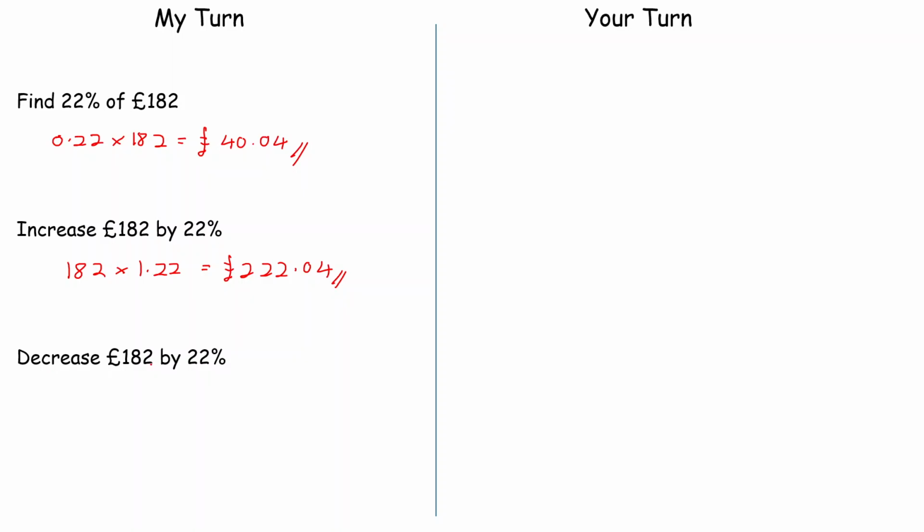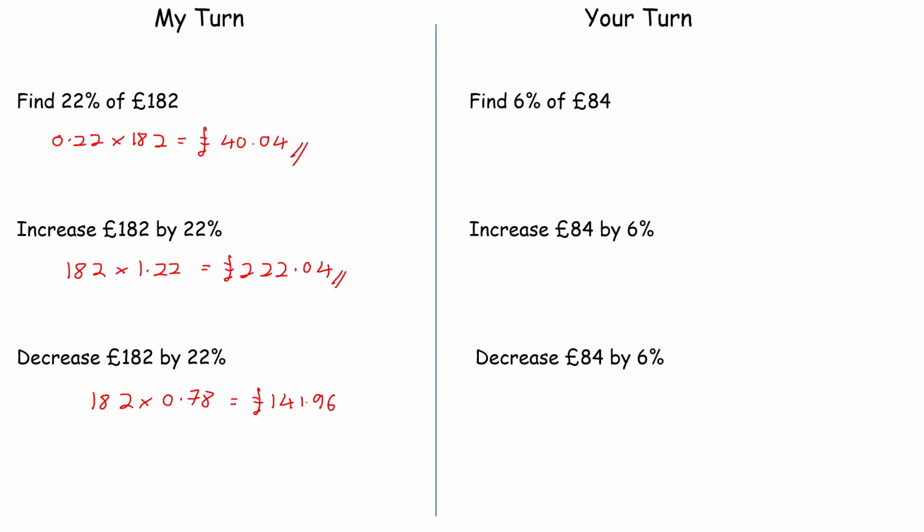Last one, I'm decreasing £182 by 22%. Well, again, my percentage multiplier, I'm going to be a little bit careful with this one because we're decreasing, but it's going to be my amount, which is 182, and I'm timesing through. If I'm decreasing by 22%, it's going to be 1 take away 0.22, so 0.78. Okay, and I put that in my calculator. So 182 times 0.78, which is equal to, I'm looking at money here again, £141.96. Okay, so you can now try those ones on the right, give those a go.